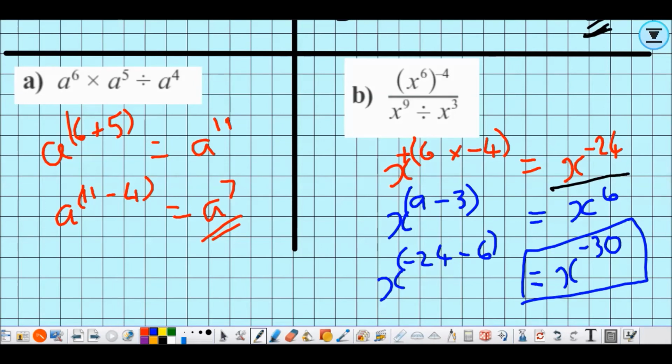Now just looking at this, if I've got a negative power, remember I wouldn't leave it as x to the negative 30, because I've got one more rule I could use, and I can use rule 5, where I am going to now put this as a reciprocal.